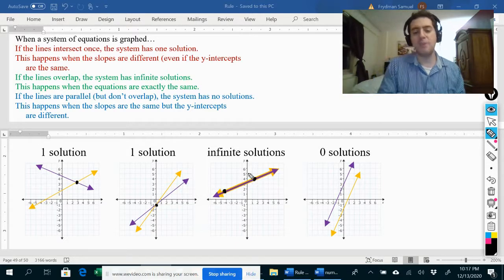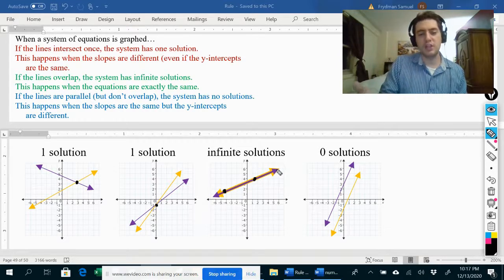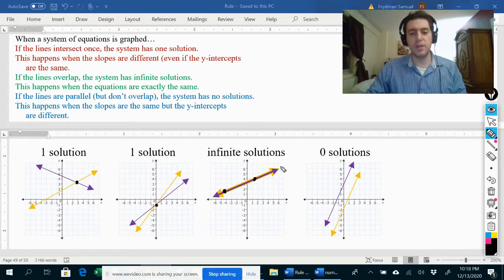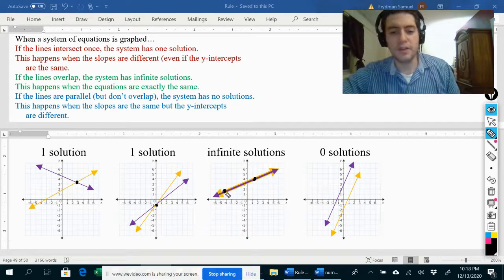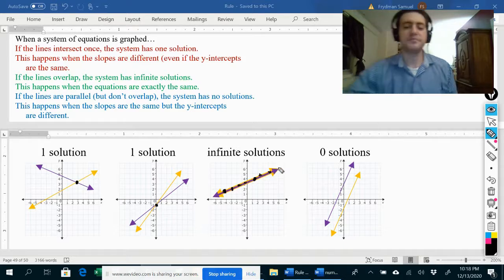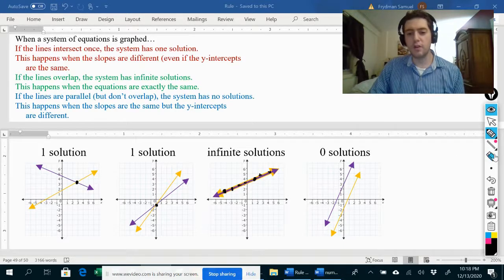So that means that any point that I pick along here, not only is it a solution to whatever equation gave us the yellow line, it is also a solution to whatever equation gave us the purple line. Okay, so if the lines overlap, if they're really the same line, then we have an infinite number of solutions. Not only these two, but this and this and this and so on. All right, so moving along.